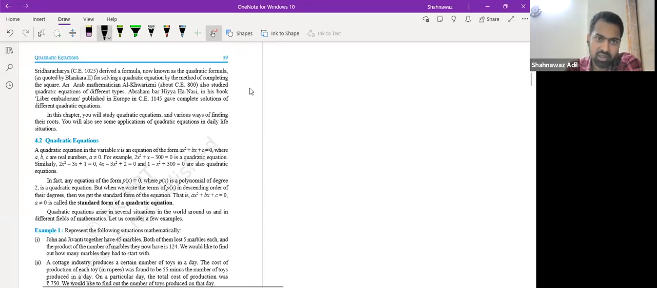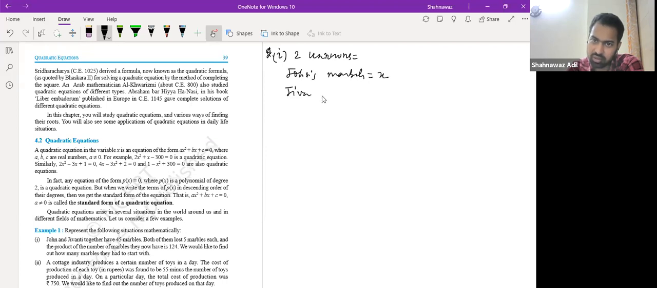So what are the two unknowns in here? It is John and Jivanti, the number of marbles that John has and Jivanti has, right? So let's say John has x and Jivanti has y. So the first thing is what this statement tells. Right, 45. So together they have 45 marbles.